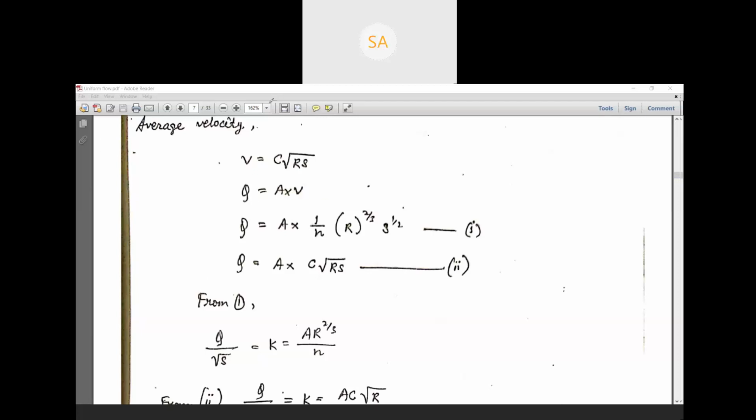So here we are considering the discharge equation. Discharge equal to area into velocity. In place of velocity, in one equation we have used Manning's equation, which we have given as equation number one, and in the other equation we have used Chezy's equation. So discharge equal to area into velocity.